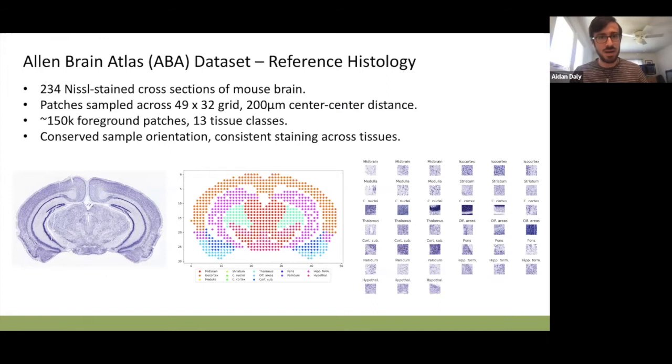One was an Allen Brain Atlas reference histology data set, which is basically a couple hundred mouse brain cross sections where different regions have been assigned to different tissue classes. And I picked a certain ontology level that gave us 13 classes across the whole data set. Basically, this is a simulated ST data set that is very nicely put together. The staining is consistent, the sample orientation is consistent, we like it.